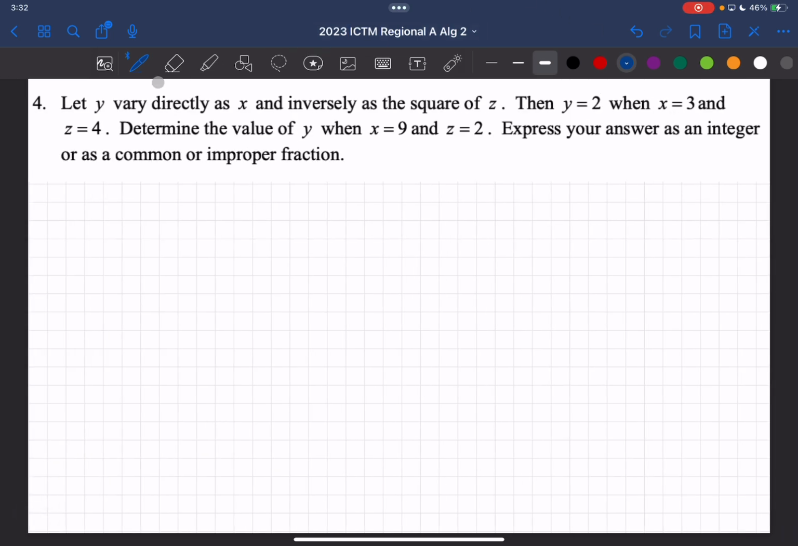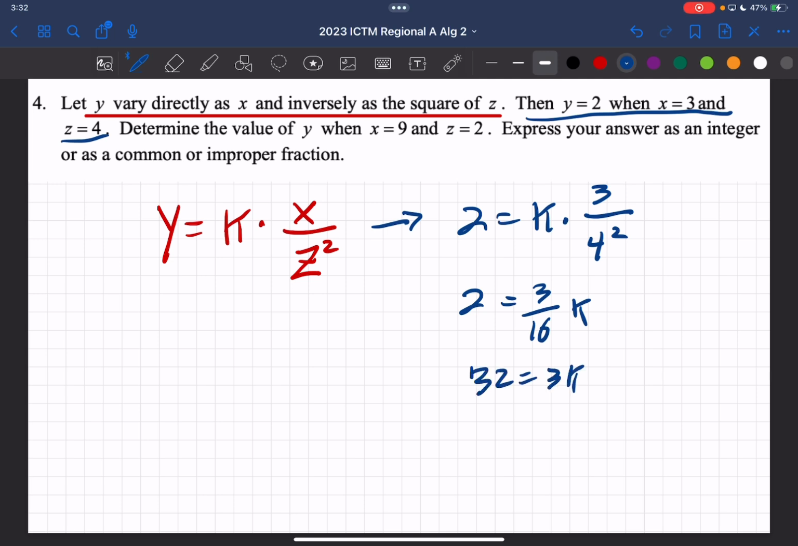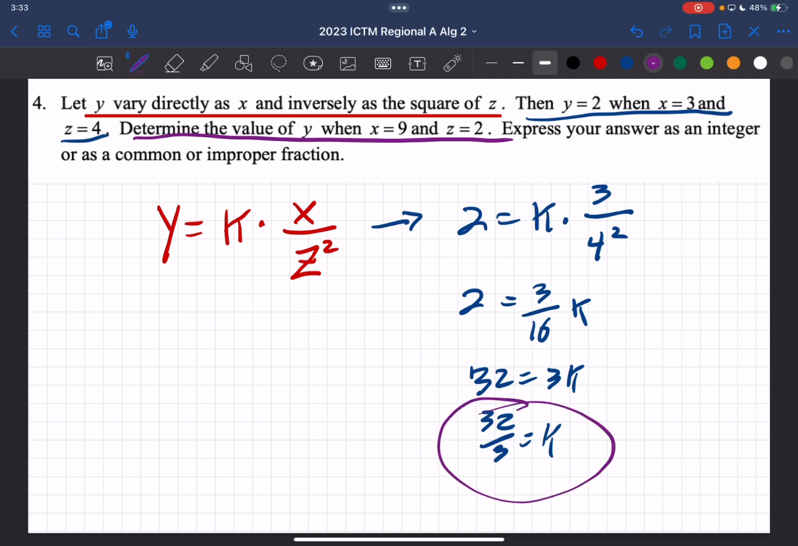Number 4. Let y vary directly as x and inversely as the square of z. So with this information, we have y equals k times x divided by z squared. Now from there, we're going to use this information to figure out the value of k. So 2 equals k times, in place of x, we put 3 times 4 squared. So 2 equals 3 over 16 k. When I multiply over the 16, we get 32 equals 3k. And then we divide by 3, 32 over 3 equals k. Now that's not our answer though, because we want to determine the value of y when x is 9 and z is 2, but now we have to use this value of k.